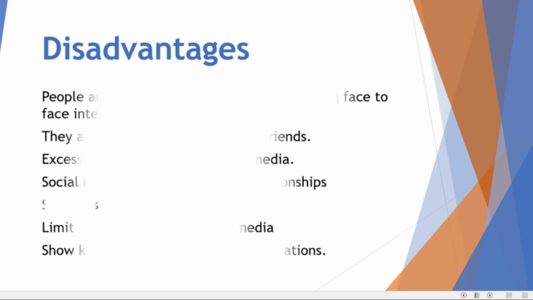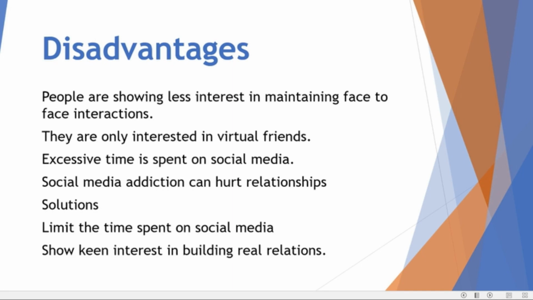Disadvantages. People are no longer interested in face-to-face interactions. They have friends in all parts of the world, but they don't know their neighbors. Social media addiction can ruin relations. As you can see, these disadvantages are also serious. So to prove that advantages outweigh disadvantages, you can offer some simple solutions to the disadvantages. For example, you can say that limiting the time spent on social media will help.